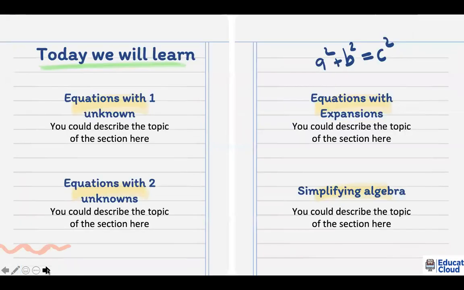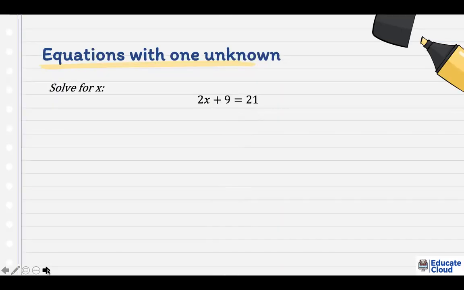Okay, now our learning objectives expanded: we're going to solve equations with one unknown, equations with two unknowns, equations with expansions, and we're also going to have a look at simplifying algebra. So I'm going to show you an example. You can write that down, and then you are going to have a go at an example by yourselves. So pause the video when it's your turn.